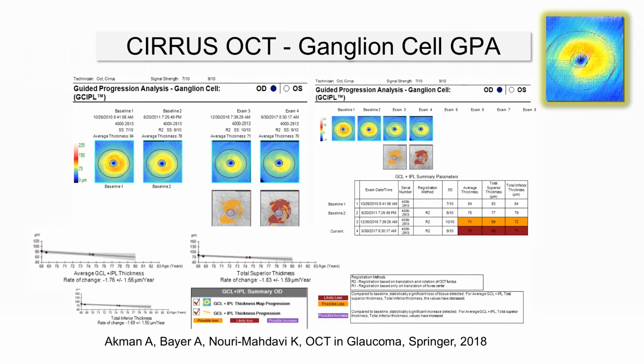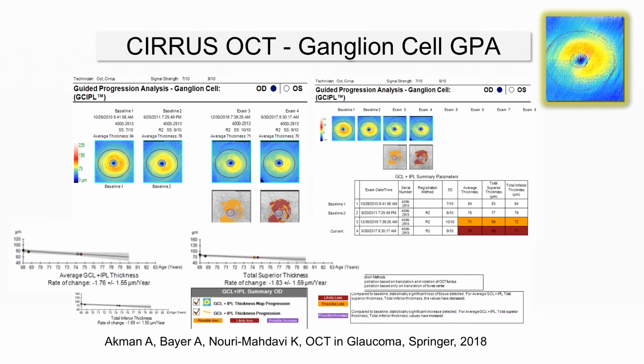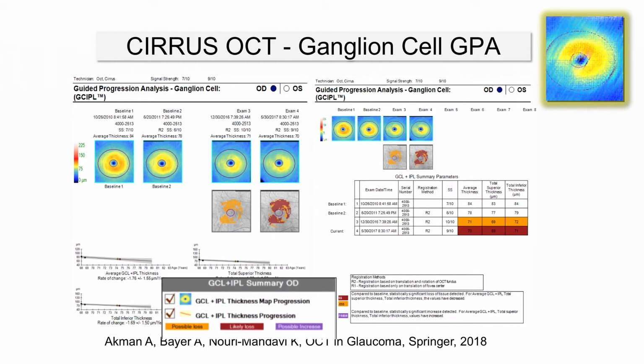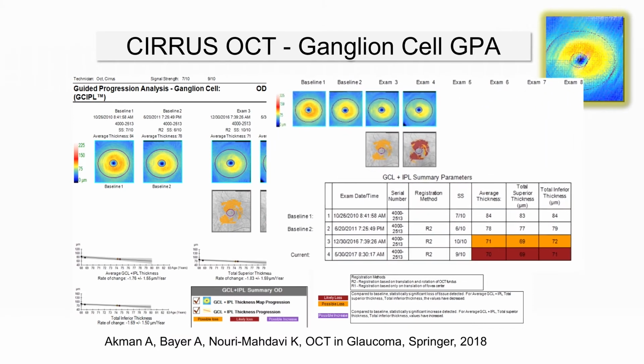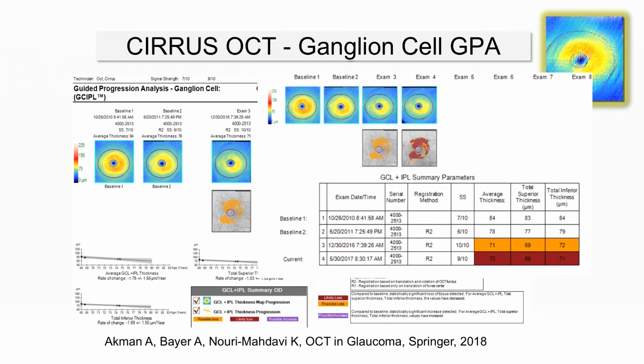The second one is the GCL IPL thickness change, which is the trend analysis part of the GPA. GCL IPL thickness values of the sectors are plotted as a function of time for the average, inferior, and superior quadrants. The slope of the regression line is also presented as the rate of change per year. And finally, you check the GCL IPL summary box. In the second page, you also see the real values, which are used to calculate the change analysis in the first page of the GPA.